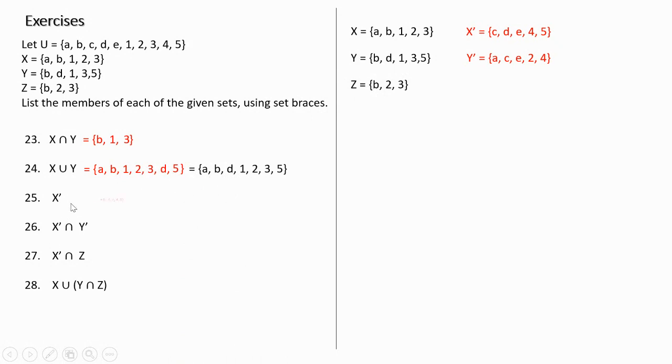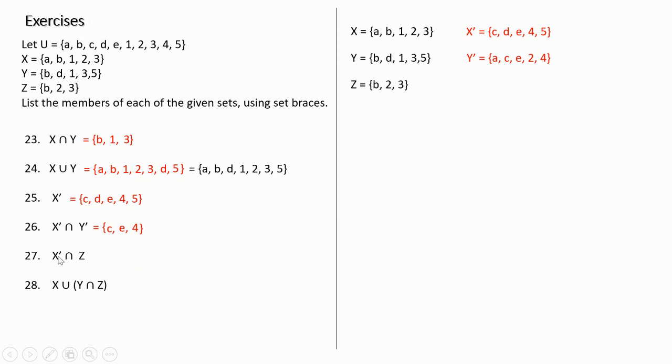Okay, now the complement of X. We already have it over here on the right. Now the complement of X intersects the complement of Y. So we go here on the right. What do they have in common? They have in common a C, an E, and a 4. So that's my solution.